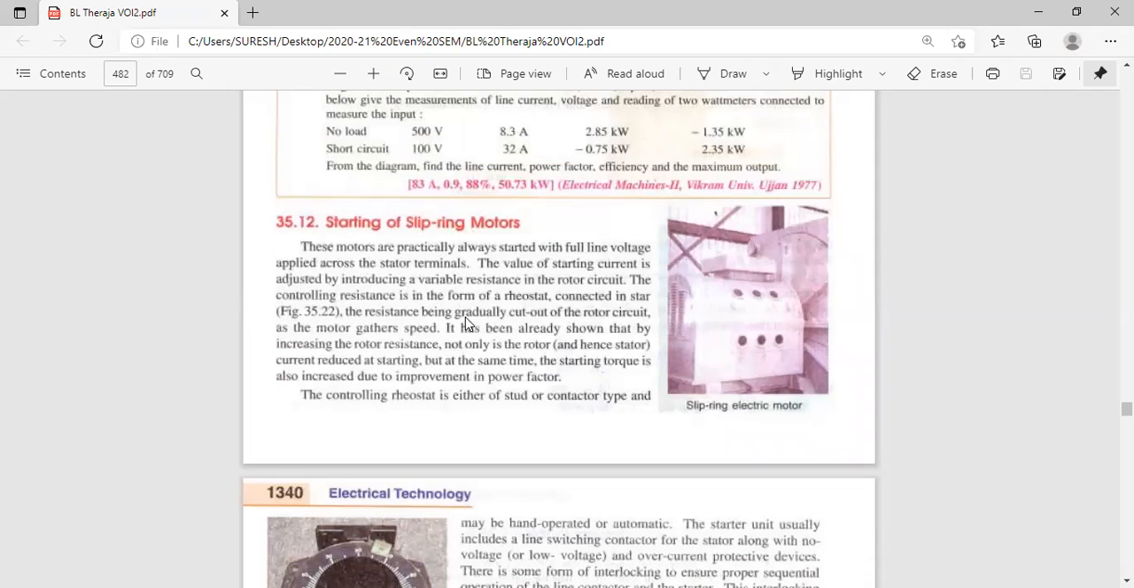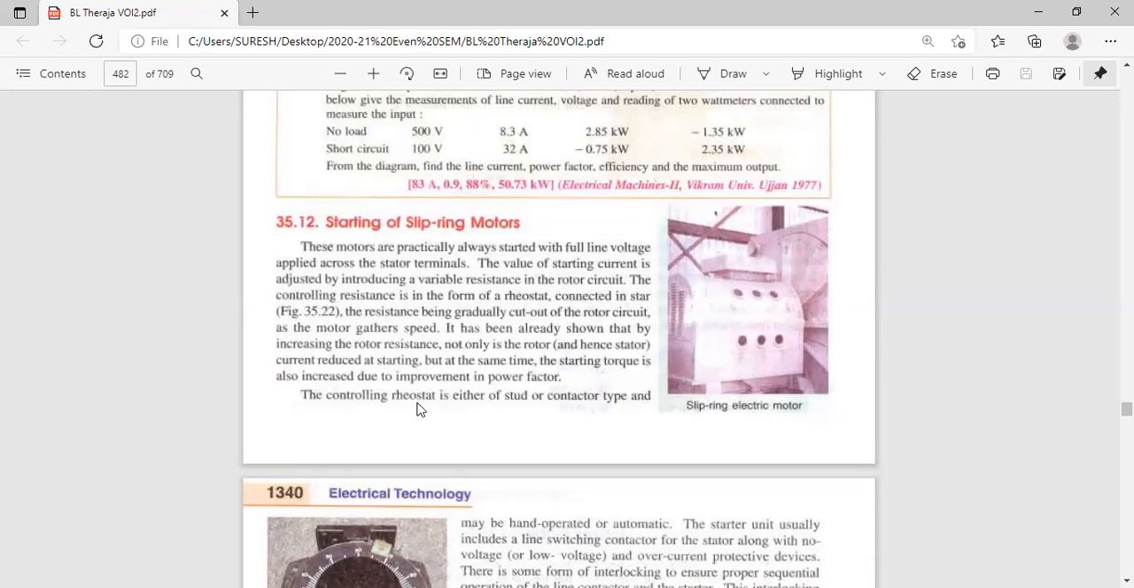Once the current is low, once the speed reaches 70% of the rated speed, see here, the resistance is gradually cut out of the rotor circuit as the motor gathers speed. Once the rotor reaches 70% of rated speed, there is no necessity of the rheostat because the current reaches its normal value. When the speed is 0, the current drawn is very high. When the speed is 70% of rated speed, the current is below 10 ampere, below the normal current. That's why there is no need of the rheostat once the speed reaches 70% of the rated speed.